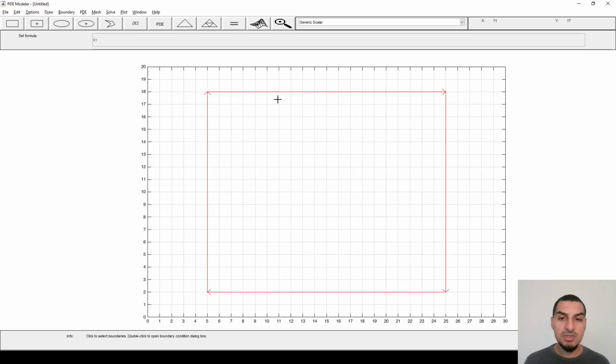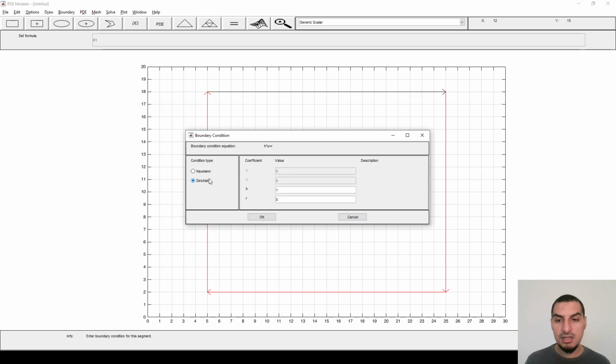In this boundary mode, I can pick any side. It says click to select boundaries, double click to open boundary condition dialog box. So this is what I'm gonna do. I know that at this side the equation is related to the concentration. Its concentration equals constant, and this is what we mentioned in the introduction here, that I'll always keep H equals to 1.